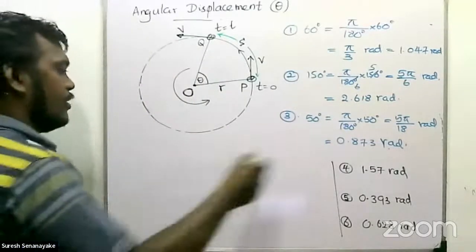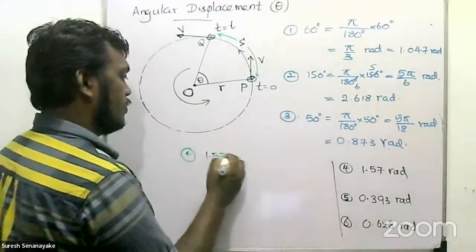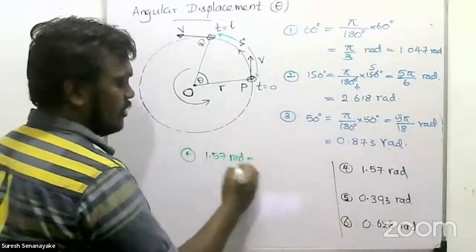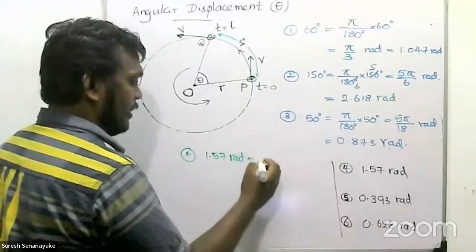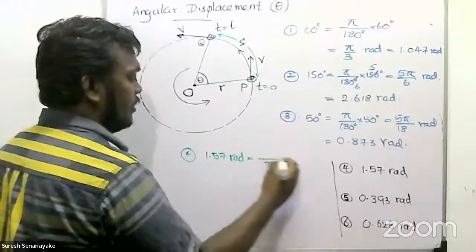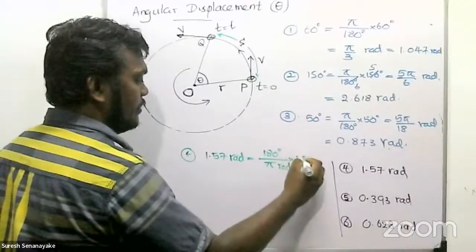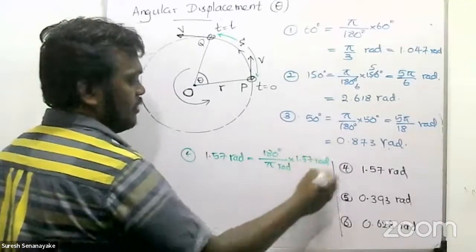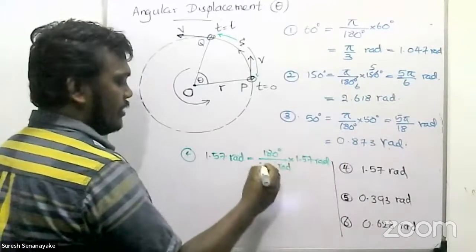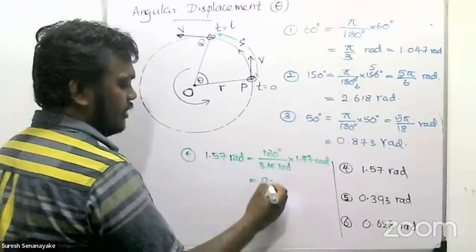Converting these two now, radians to degrees. Here we can say this pi over 2 radians equals 180 degrees times 1.57 over 3.14. We cancel the 2 and it's 90 degrees, right?